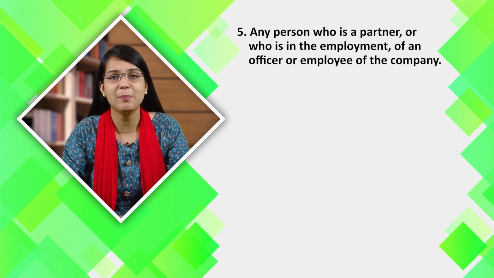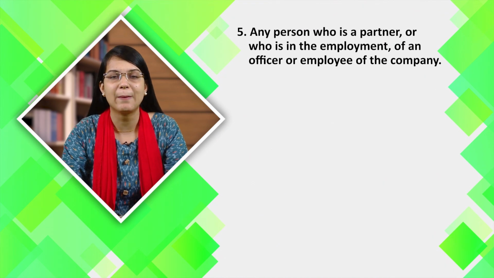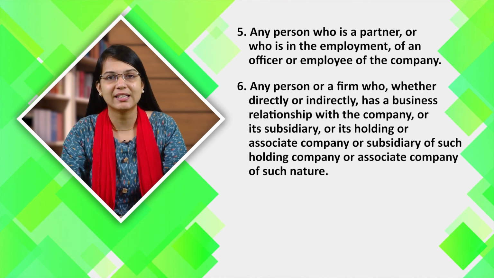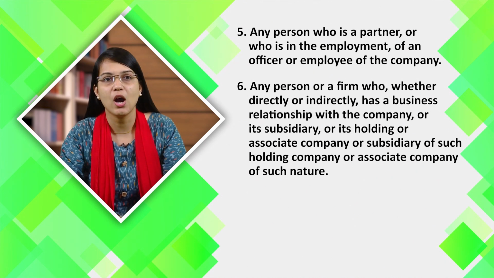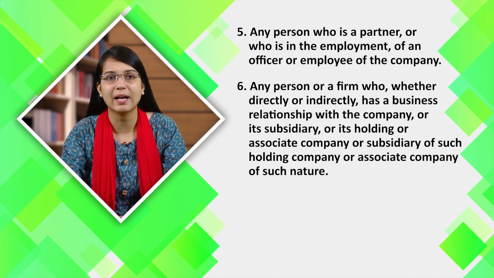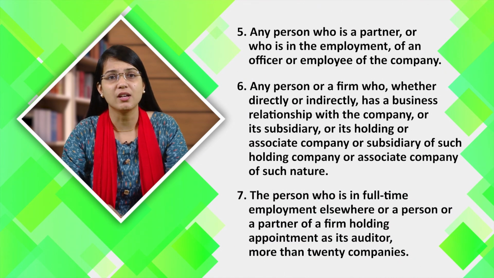Number five, any person who is a partner or who is in the employment of an officer or employee of the company. Number six, any person or a firm who, whether directly or indirectly, has a business relationship with the company or its subsidiary or its holding or associate company or subsidiary of such holding company or associate company of such nature. Number seven, the person who is in full-time employment elsewhere or a person who is a partner of a firm holding appointment as auditor of more than 20 companies.